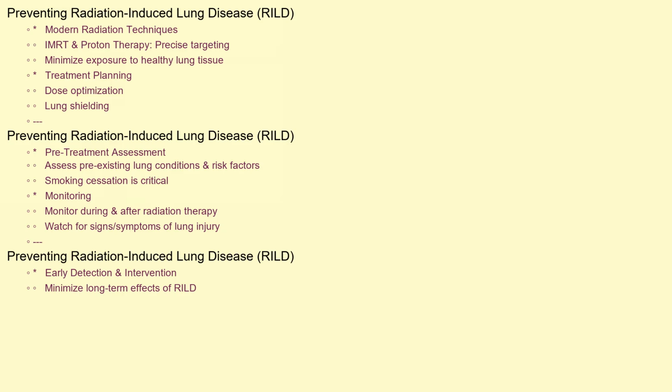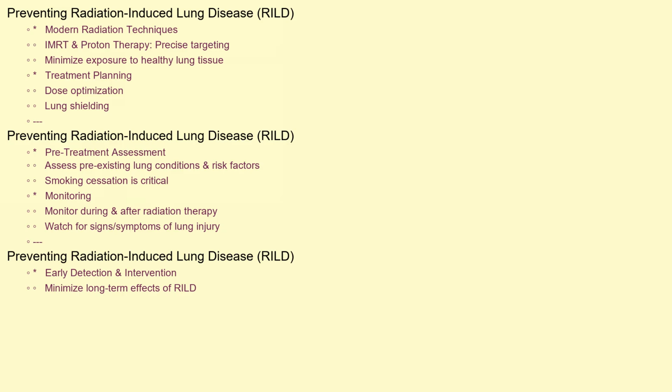Preventing radiation-induced lung disease is a critical aspect of cancer treatment planning. Modern radiation techniques, such as IMRT and proton therapy, allow for more precise targeting of the tumor, minimizing radiation exposure to surrounding healthy lung tissue. Careful treatment planning, including dose optimization and the use of lung shielding, is essential.